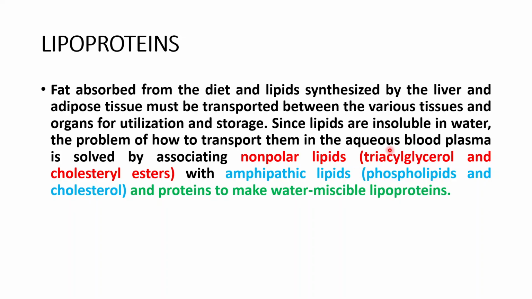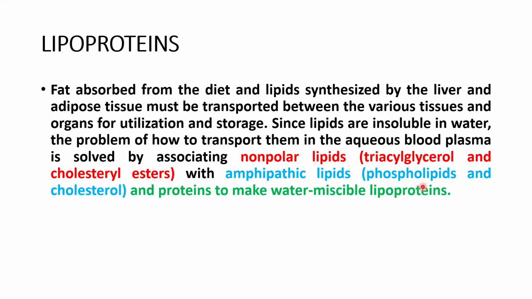Now you can remember the structure of triacylglycerol, right, glycerol plus fatty acid. After esterification, triacylglycerol is formed. So the hydrocarbon chains are the non-polar moieties of this triacylglycerol, and cholesterol esters. Both of these are non-polar lipids, triacylglycerol and the cholesterol esters, with amphipathic lipids. Now amphipathic means both polar and non-polar moieties are there.